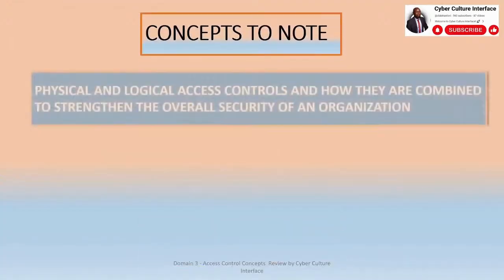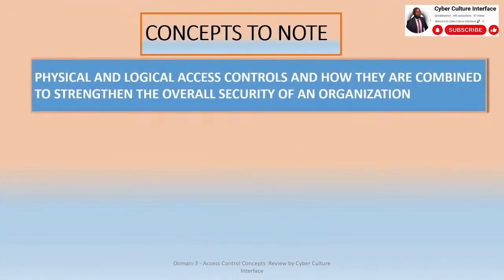So another concept you need to understand here in Domain 3 is the physical and logical access controls and how they are combined to strengthen the overall security of an organization. You need to have a grip of what physical controls are, what logical controls are, how logical access or physical access are controlled, and how the combination of both logical and physical controls is made use of in strengthening the security of an organization.